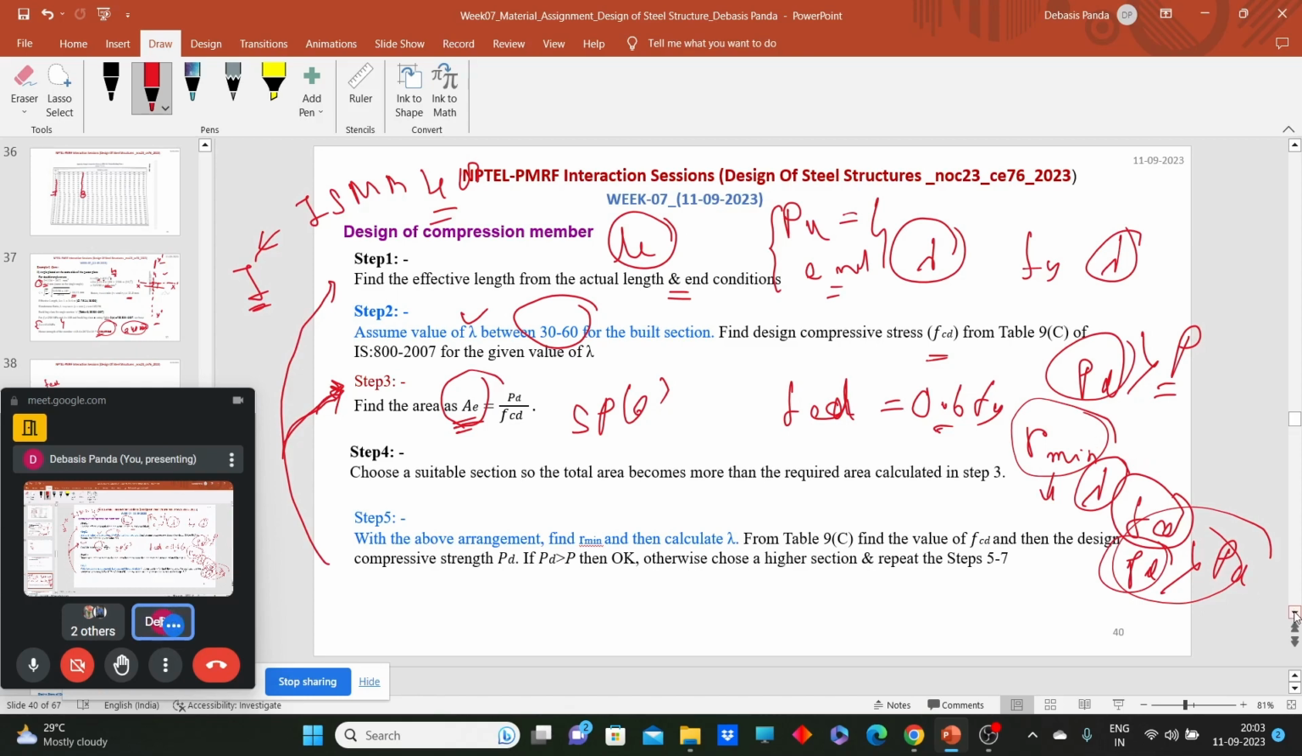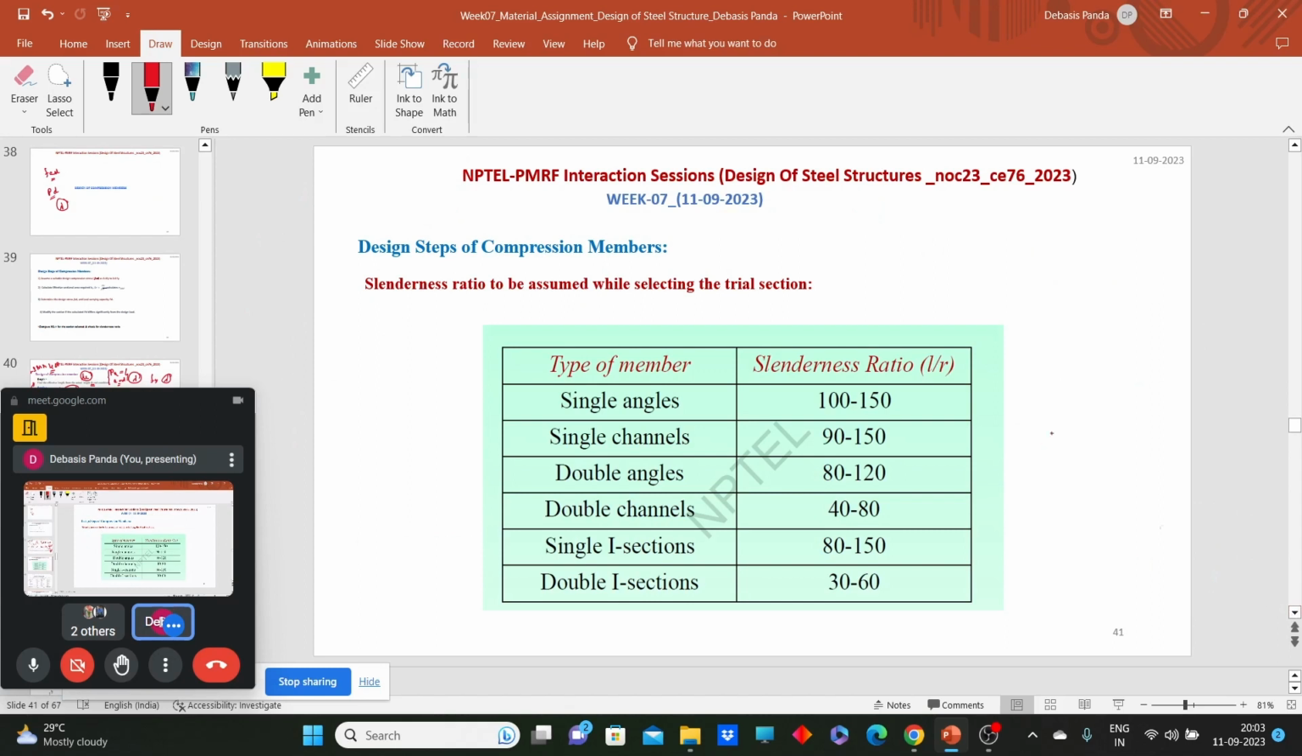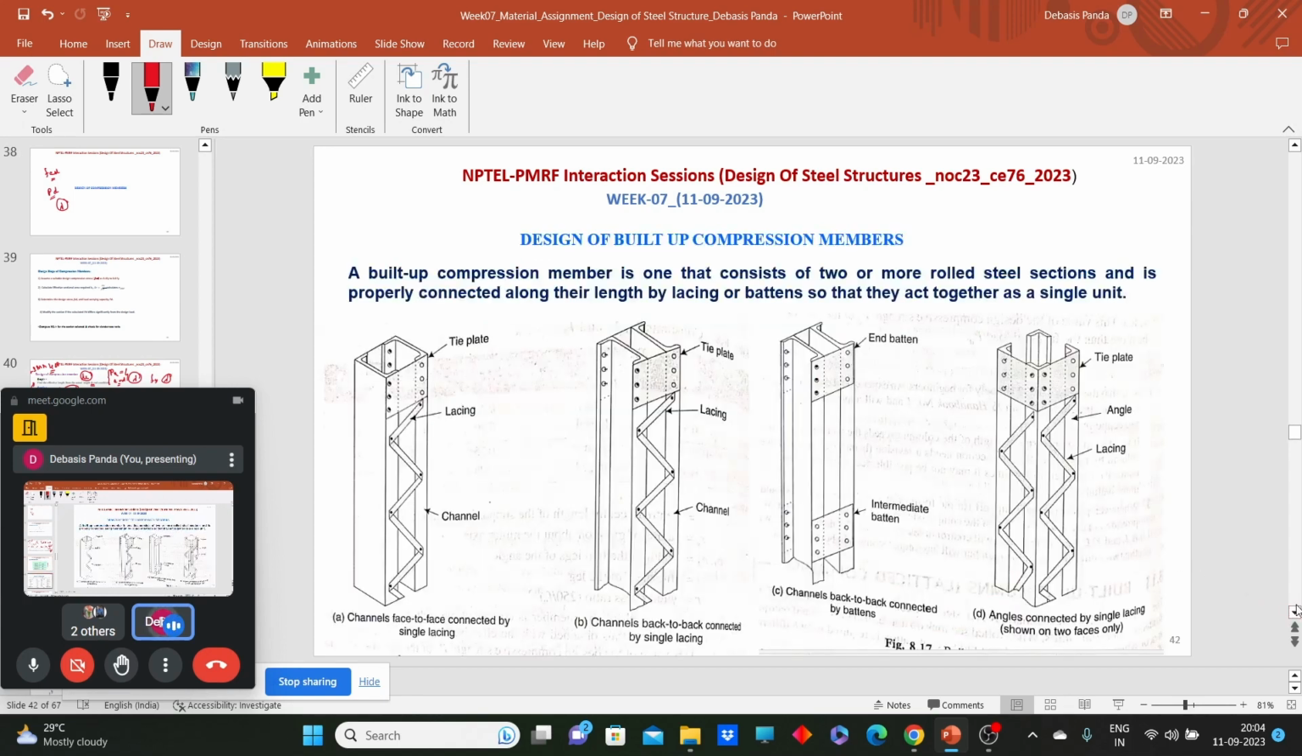Now here are some values of lambda which you can consider while selecting the trial section, and these are recommended by NPTEL, your course instructor. So you can take these values from here to design one compression member. Initially, for selecting the section of a compression member, you can take these values. Now the most important part is the built up section.